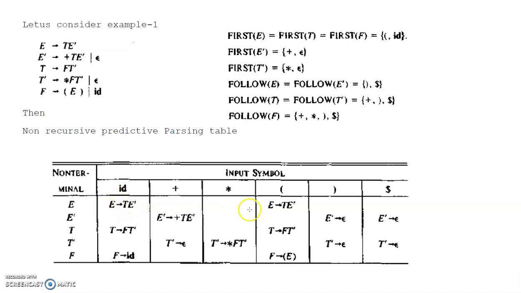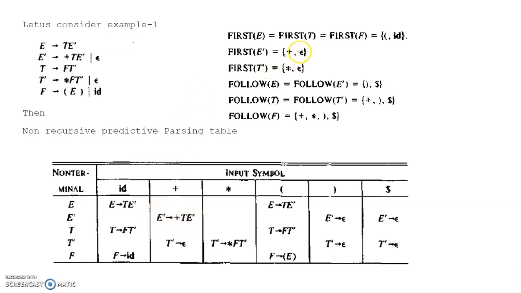So for ID we have added the same production E tends to T dash, open parenthesis, also we have added that E tends to T dash. Now find out the first of E dash. First of E dash is nothing but plus comma epsilon. Plus is going to be obtained by using the production E dash tends to plus T dash. So that is nothing but E dash row and then plus column, we have to add that production E dash tends to plus T dash.